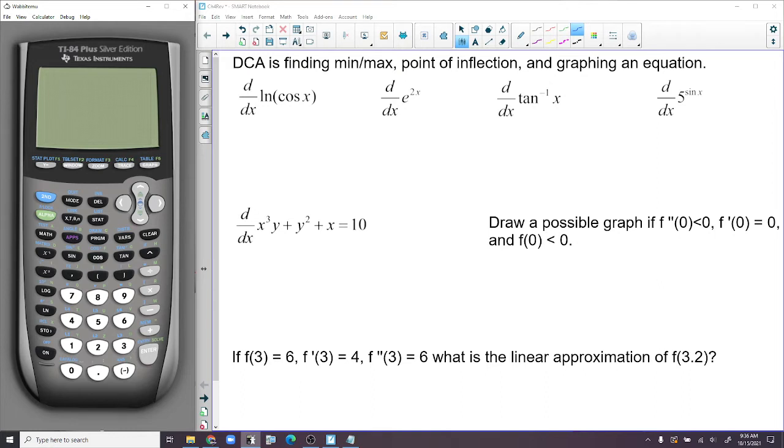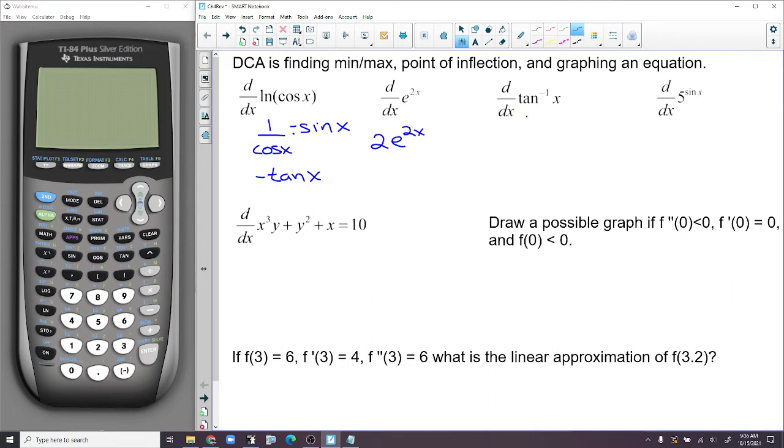So DCA, finding mins, max, points of inflection, and so on. Let's review some derivatives. The derivative of natural log of cosine of x is 1 over cosine of x, times the derivative of the inside, which is negative sine of x. So this one is negative tangent of x, and that's probably referring to the multiple choice, so look for negative tangent on that one. The derivative of e to the x is e to the x, so it's e to the 2x, but then times 2, the derivative of the inside.